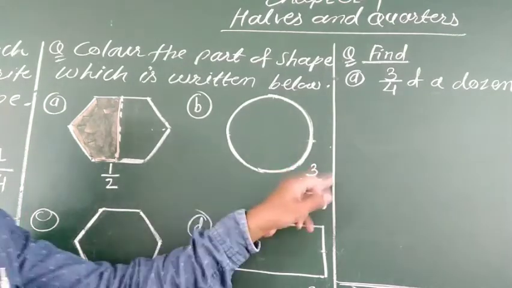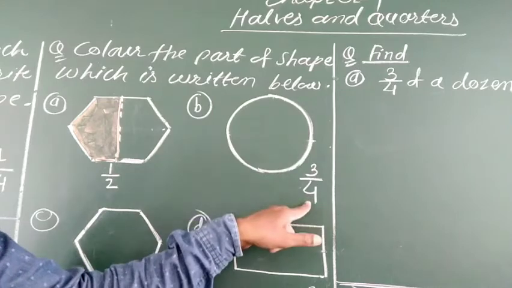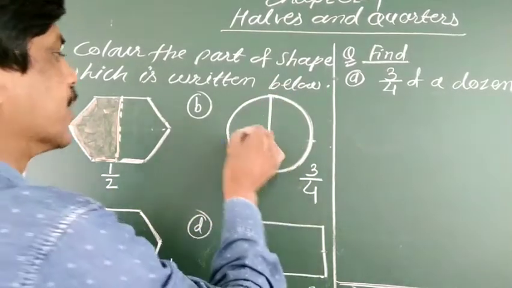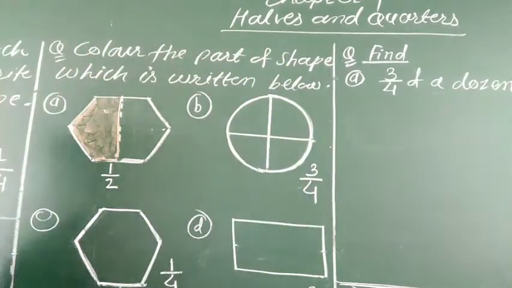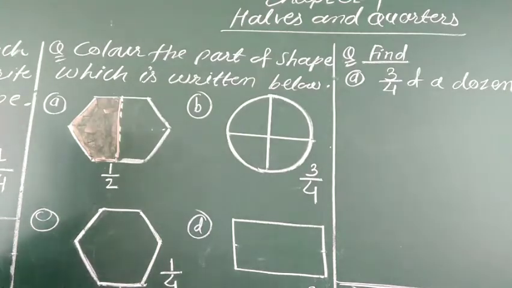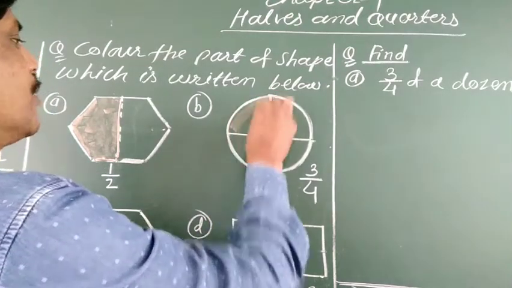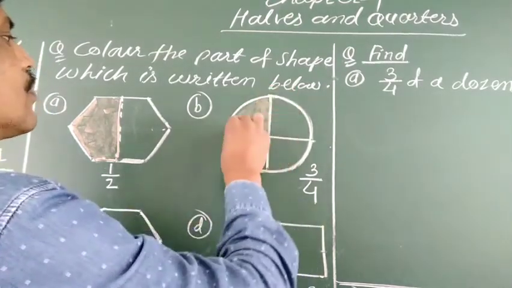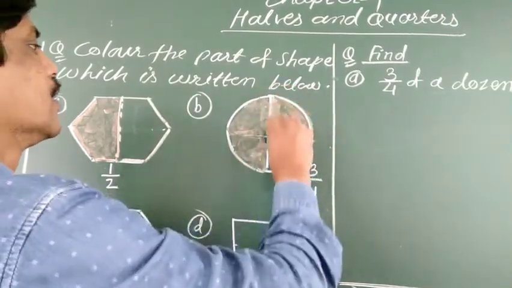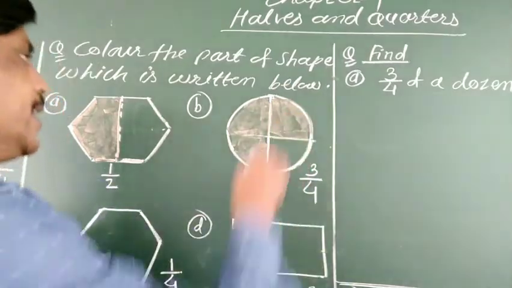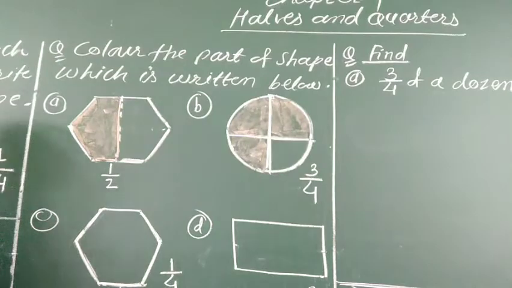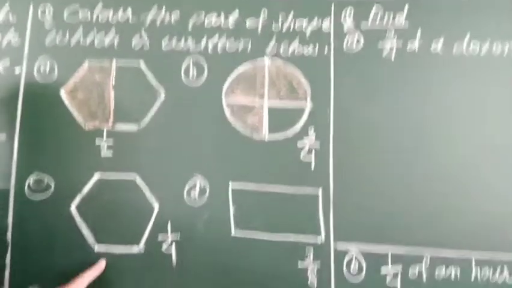Now here it is 3 by 4. So what is the denominator here, beta? The denominator is 4 here, so we have to make 4 equal parts, and then out of these 4 we have to color any 3 parts. So see, this way this is 1 colored part, then it is 2 colored parts, and then it is 3 colored parts. So this way we can color here any 3 parts. Okay, any 3 parts.